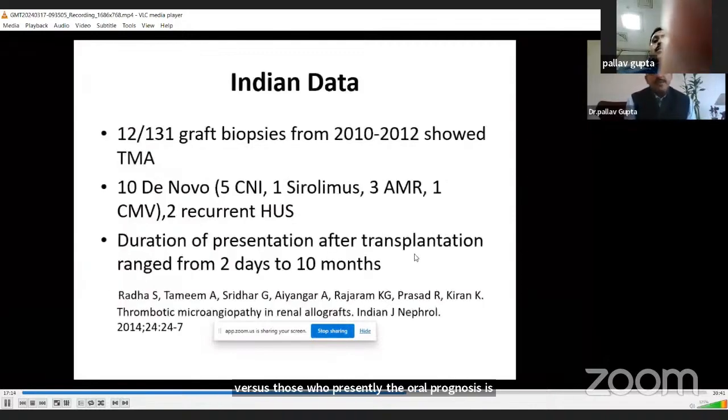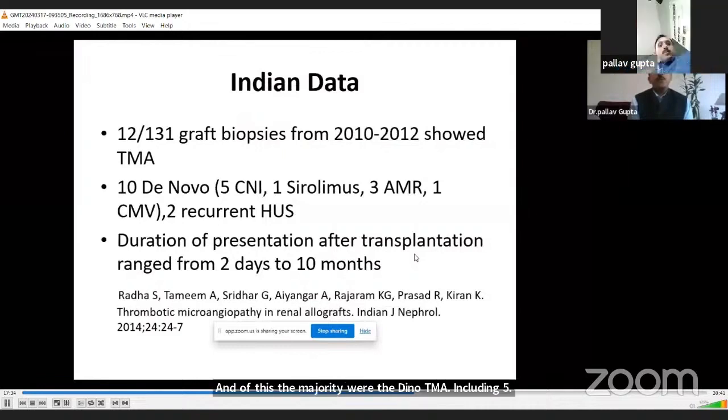Now, among certain Indian studies, I would like to quote one study from Hyderabad, published about 10 years ago, in which they found TMA in 12 of their 131 graft biopsies performed between 2010 and 2012. Of these, the majority were de novo TMA, including 5 cases of CNI toxicity, 1 case of sirolimus toxicity, 3 cases of ABMR, 1 case of CMV, and there were only 2 cases of recurrent atypical hemolytic uremic syndrome. The duration of presentation after transplantation ranged from as early as 2 days to as long as 10 months.